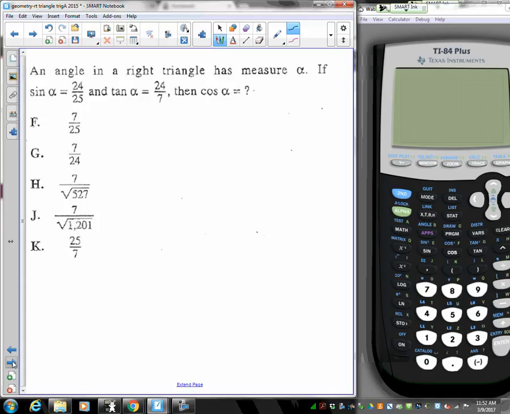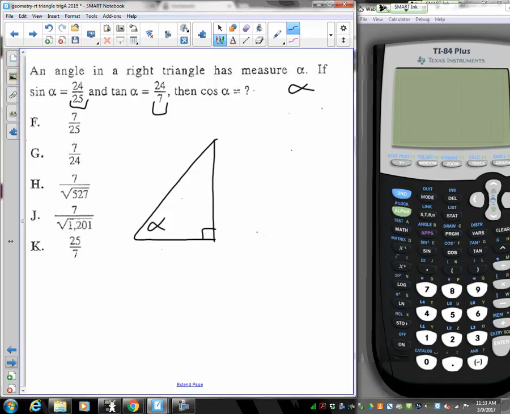Okay, the next question says an angle in a right triangle has measure alpha. Okay, so by the way, that's just the Greek letter alpha. Sometimes I refer to him as fishy. So if sine of alpha equals 24 over 25 and tangent of alpha equals 24 over 7, then what's the cosine of alpha? So the key thing to do in this is just to draw us a right triangle. So let's draw a right triangle, and let's put an alpha angle in here. Okay, now let's use our ratios. We're going to fill in the triangle by using the ratios. So we're kind of going backwards. And then we're going to find the cosine of alpha.